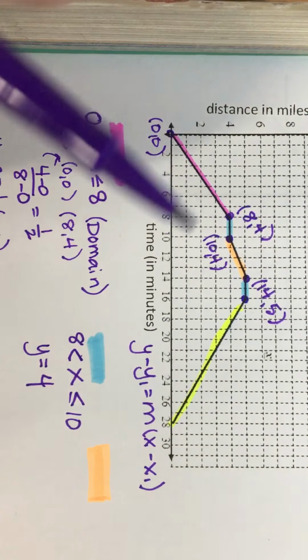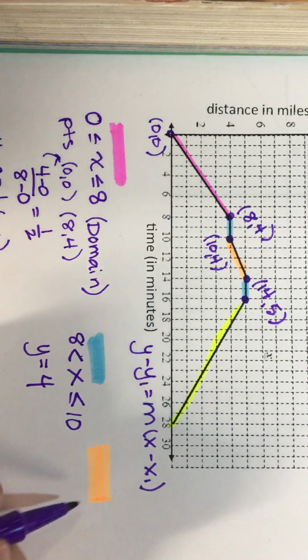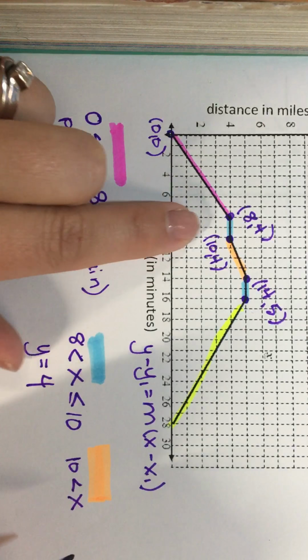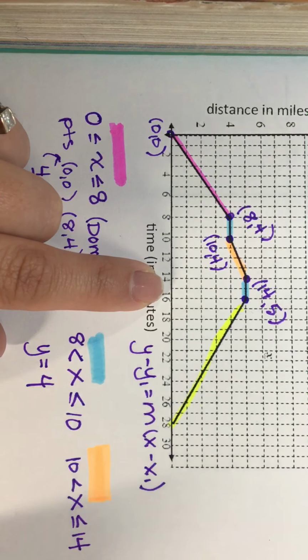Let's talk about the domain again. We're starting at 10 minutes. We included 10 minutes last time, so we're not going to include it this time. And she did that for 4 minutes, so we're going to go up to and including the 14th minute, and you can see that's where this one ends right here, is minute 14.